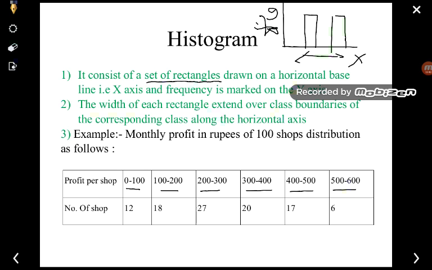So you can find out the profit per shop, and the next table is the number of shops. From 0 to 100, 12 shops are there. 100 to 200, 18 shops are there. So the given data is already presented to you, and you have to draw the histogram.